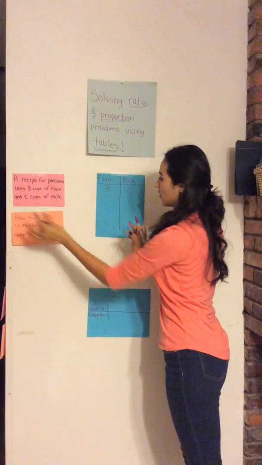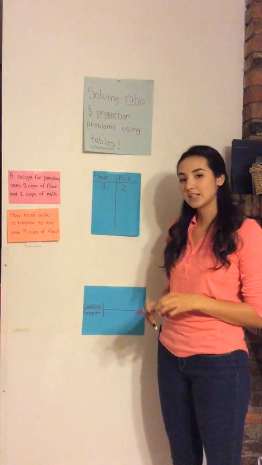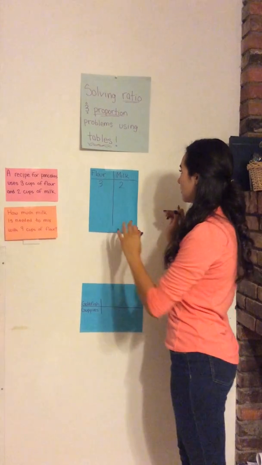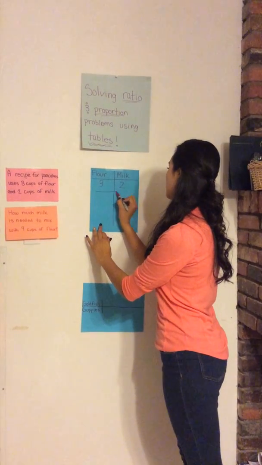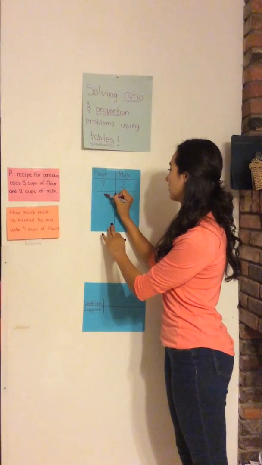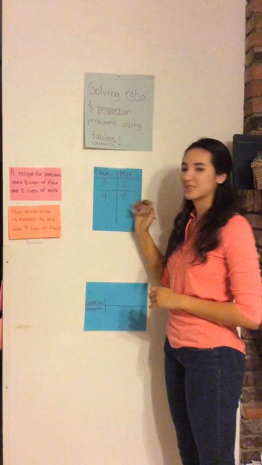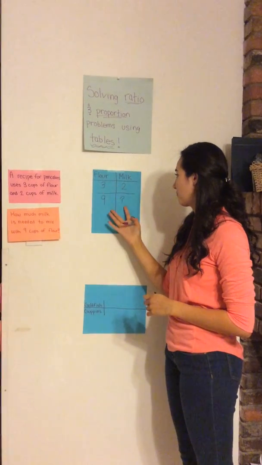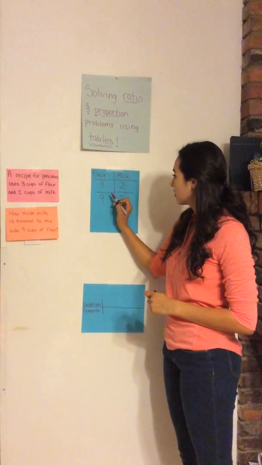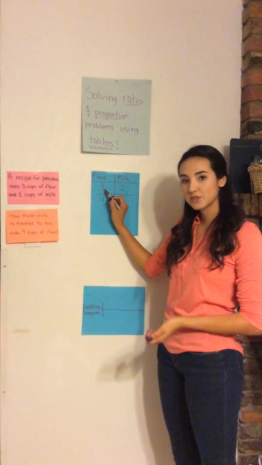So next we want to know how much milk is needed to mix with 9 cups of flour. So we're going to draw a divider, and now our next step, we're going to draw in our 9 cups of flour, and how much milk to use the same ratio. So in order to get from 3 to 9, how do we do that? Well, what's 3 times 3? 9.